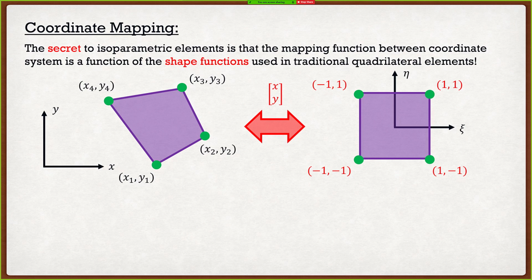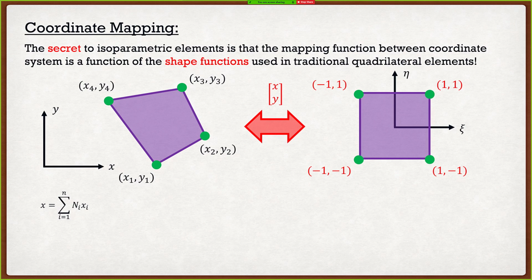Well, what we're going to do is use a function that we call x and y. This is the function x and y, right in the center there in red, that's going to map between them. Now the question is, what is x and y? Well, it's actually really simple. X is simply going to be the summation of our shape functions multiplied by those coordinates. That's it. That's nice and easy.